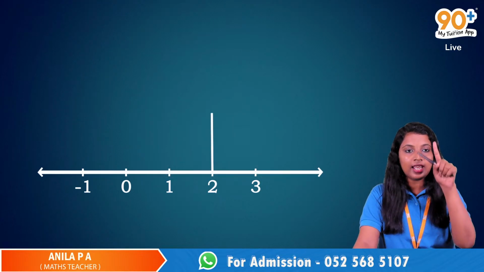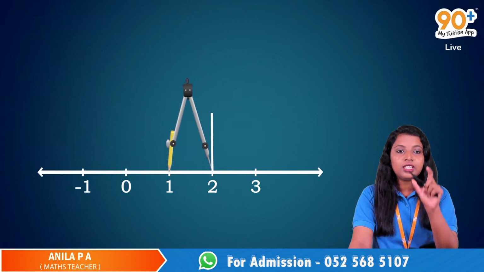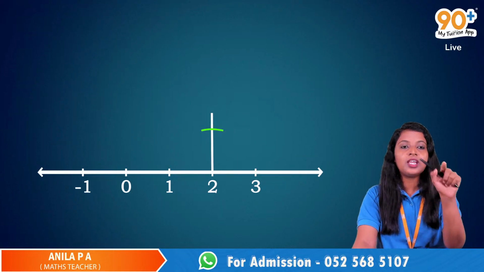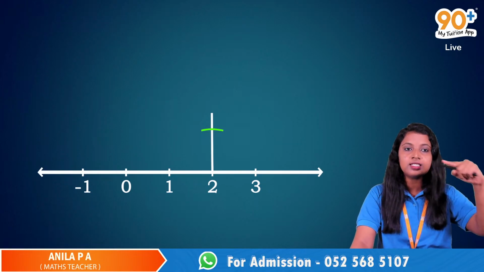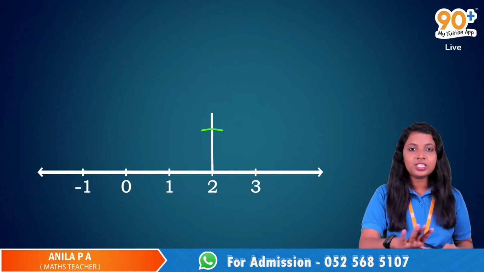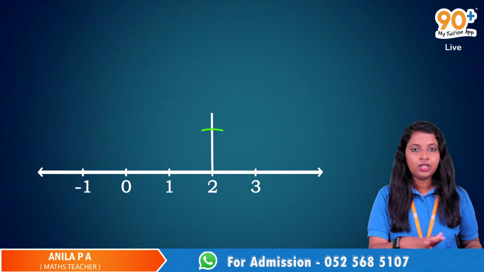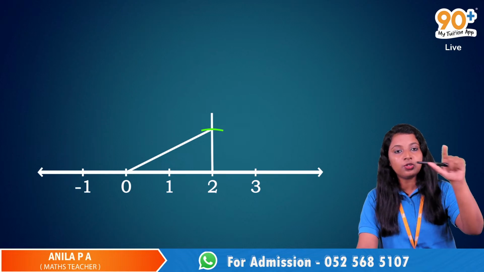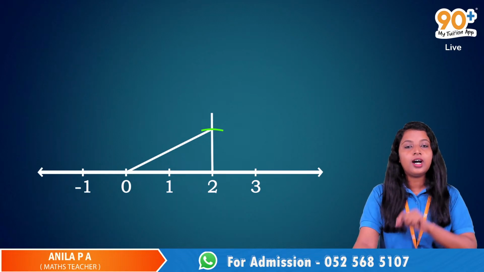1 centimeter length is enough. So we are taking this 1 centimeter distance on this compass and drawing an arc. We are making a point there just to identify this distance as 1 centimeter, or you can just measure it using a scale. Yeah, so that is 1 centimeter. Now from 0 to that point we are drawing a line.